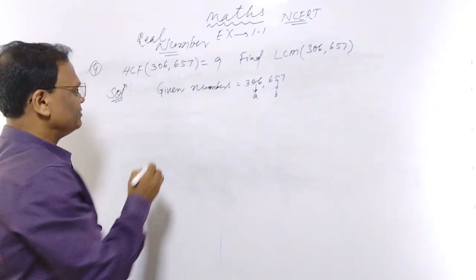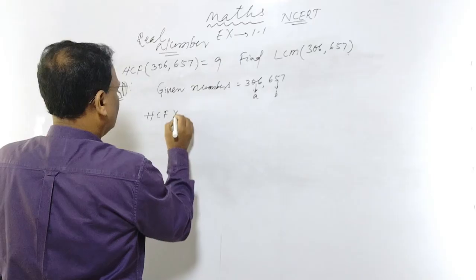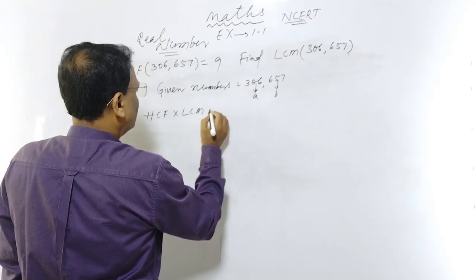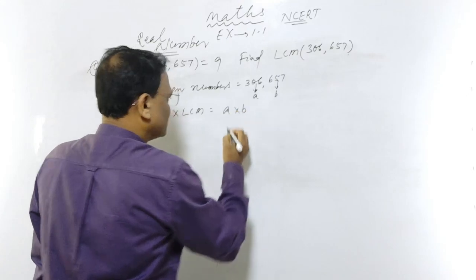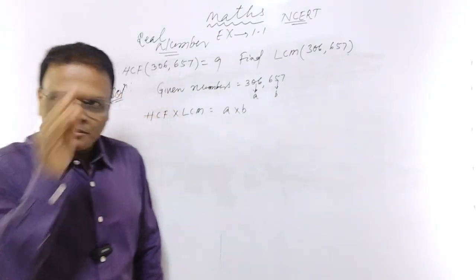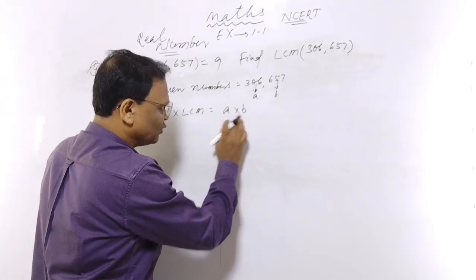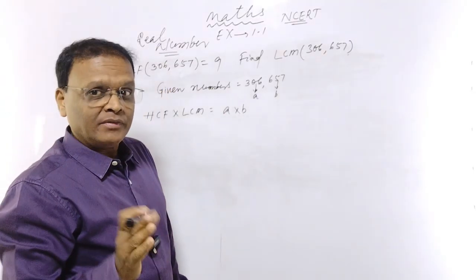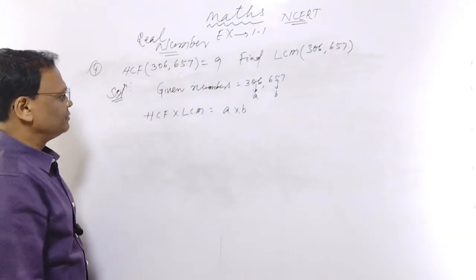Now, what we know is HCF into LCM is equal to the product of the two numbers. Accha, the two numbers I considered A and B, their product means multiplication. So HCF into LCM is equal to the product of the two numbers. This we know. We even verified it, and I already cleared it while doing the conceptual classes.